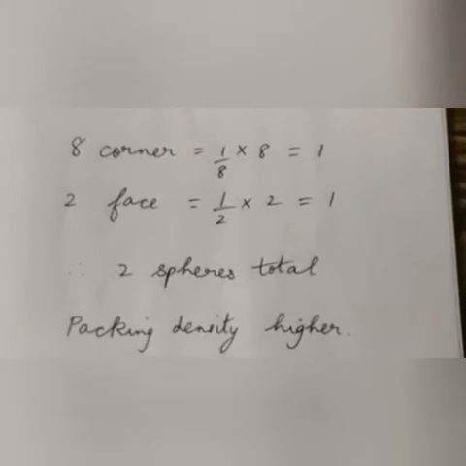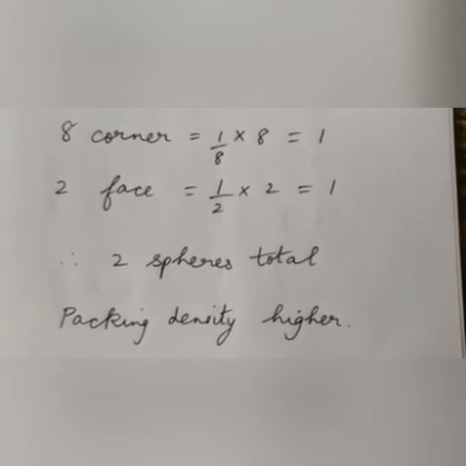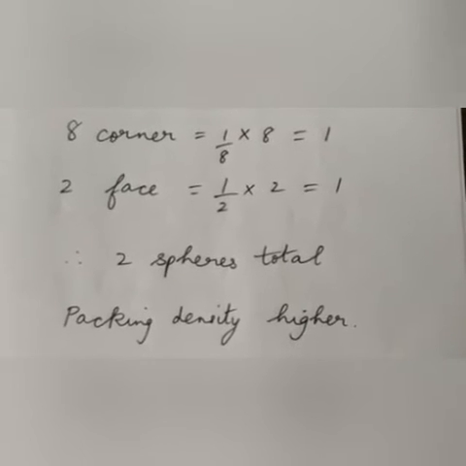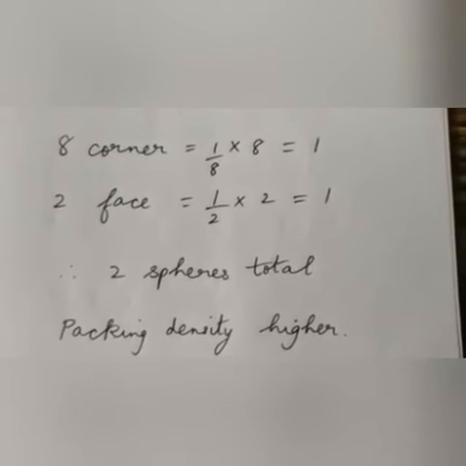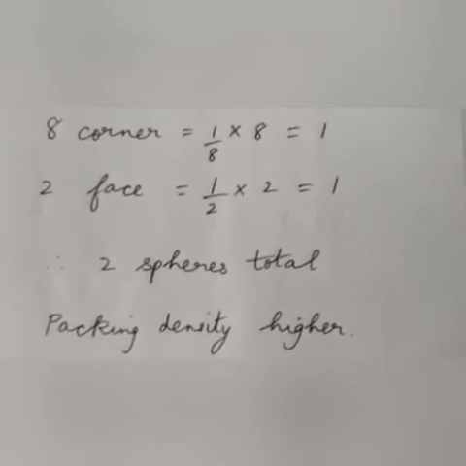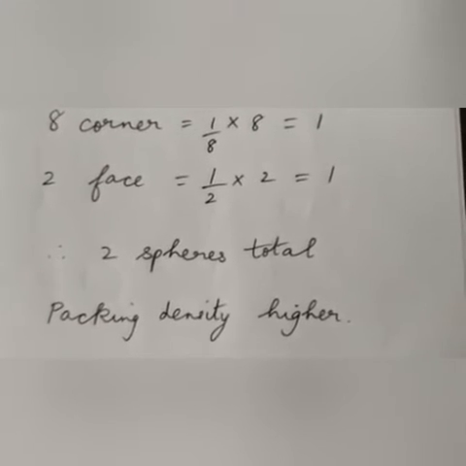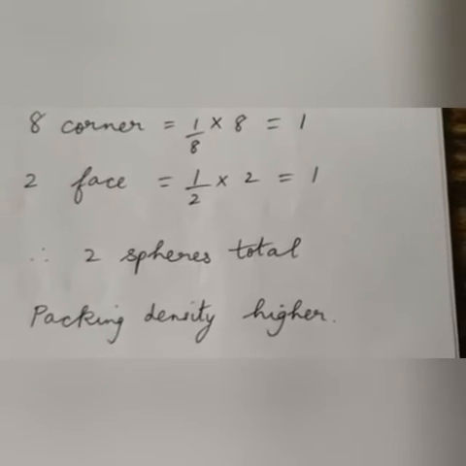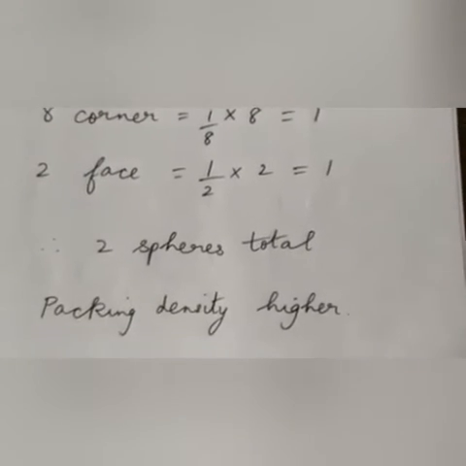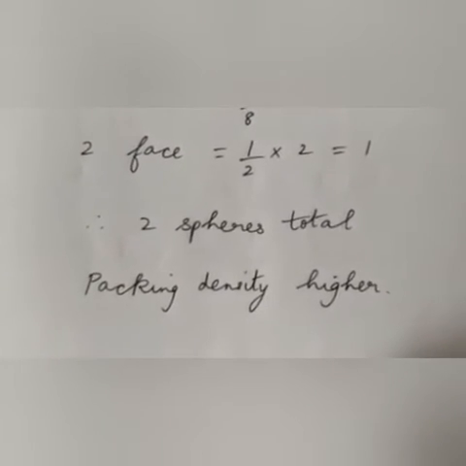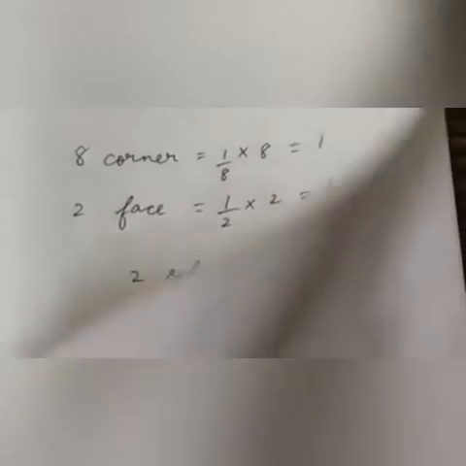So, now let's move on to calculate the number of spheres. Since there are 8 corner atoms, that gives 1/8 times 8, which is equal to 1. And apart from that, there are also 2 face atoms, giving 1/2 times 2, which is equal to 1. So when you add them, you get 2 spheres in total. As you can see, the packing density is higher when compared to the simple structure.